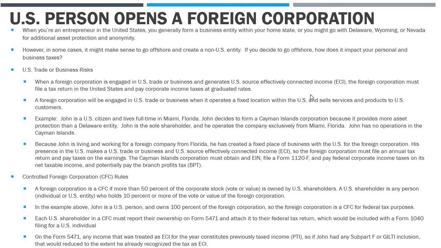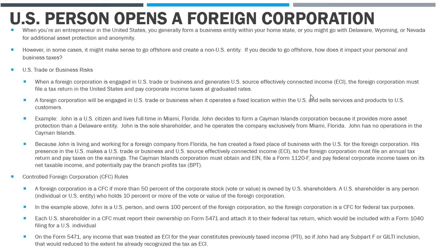If a foreign corporation is engaged in U.S. trade or business and has U.S. source income, it's going to be paying taxes just like a regular domestic entity. And so in that context, the foreign corporation would be filing, instead of a Form 1120, a Form 1120-F, a foreign corporate tax return, and it pays taxes at the same graduated rate.